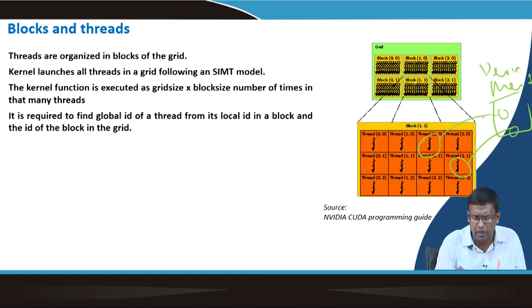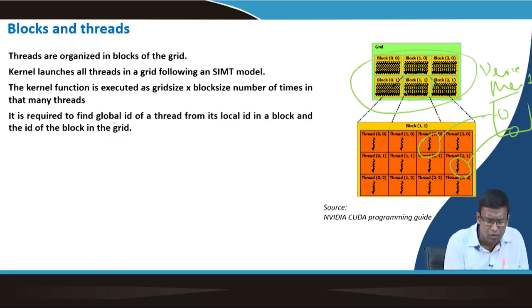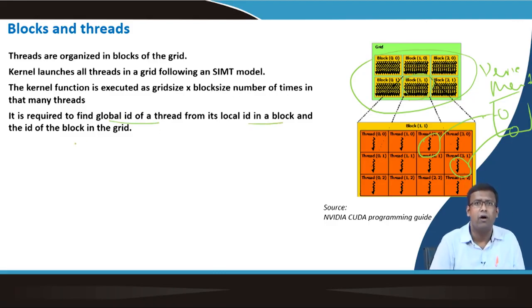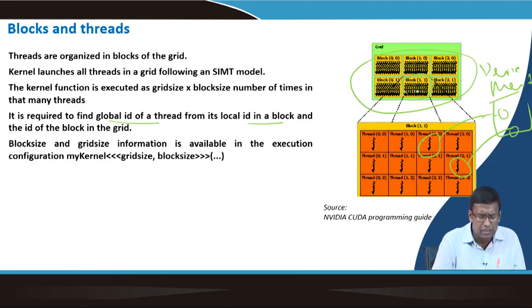Local ID means the ID of the thread inside the block. Global ID is the ID of the thread inside the whole grid. So, it is important to find out the global ID of the thread from the local ID in the block and the ID of the block in the grid, in which block it is residing and what is the local ID of the thread within that block. Block size and grid size information is available in the execution configuration of the kernel. So, you always specify block size and grid size.